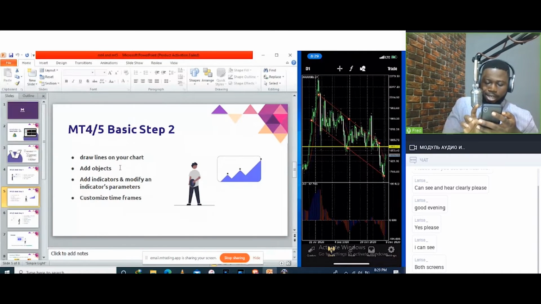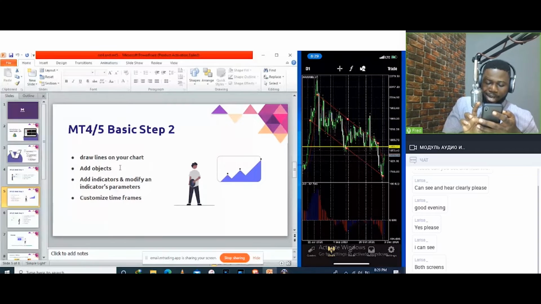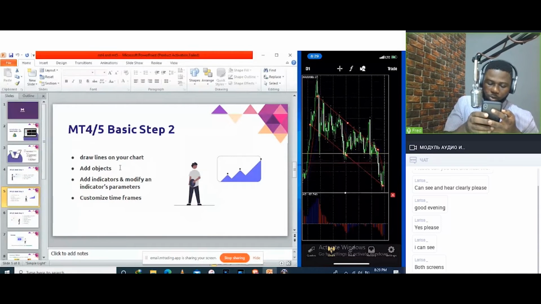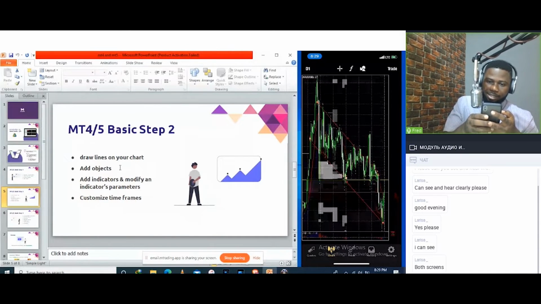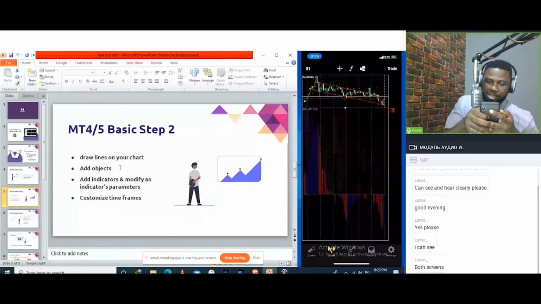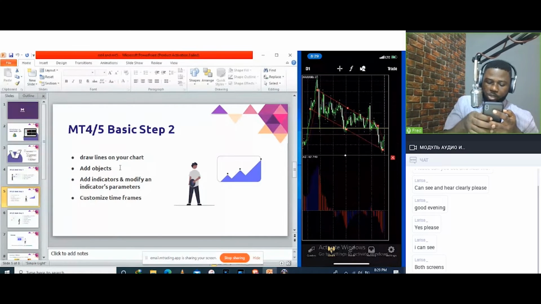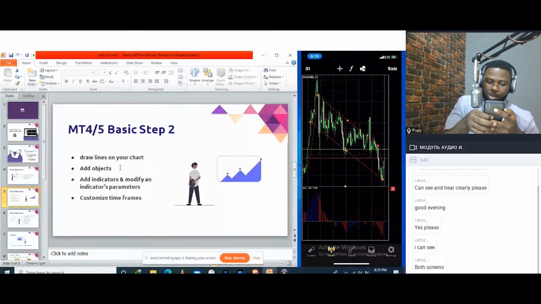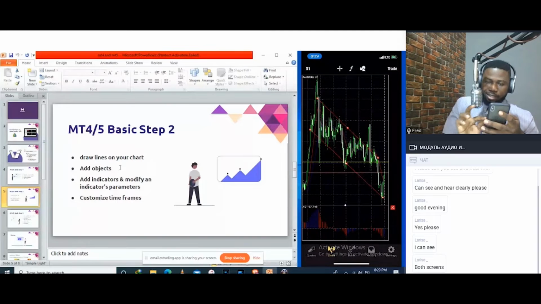You can see down here, I just added my awesome oscillator. That's my AO over here. I can also minimize it and maximize it. You see, I'm trying to minimize and maximize the AO. You see how it works? So simple. And I can also delete the awesome oscillator. Let's delete it and add another indicator.